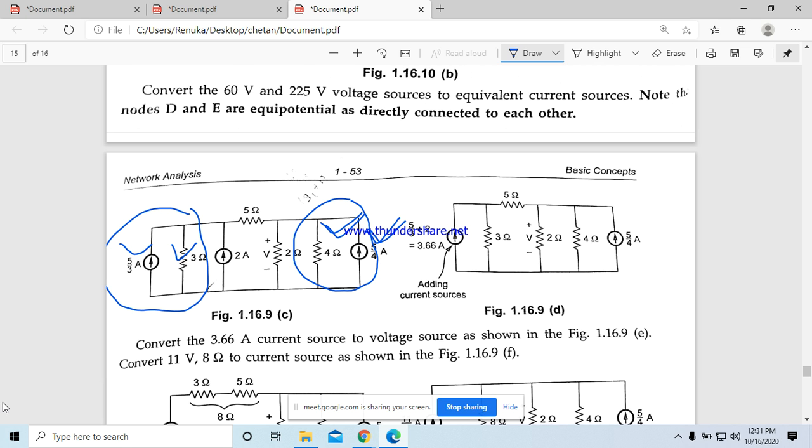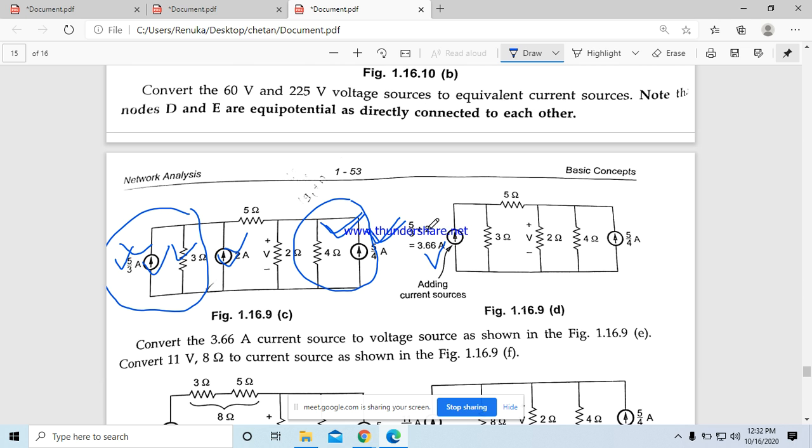Okay, now you can observe. Here you have one current source, here you have one current source. You can add these two. You know that whenever two current sources are in parallel, you can add these two. So 5 by 3 is added with 2. You will get the resultant current source. This 5 by 3 amps and 2 amps, these two added, they will get 3.66 amps.